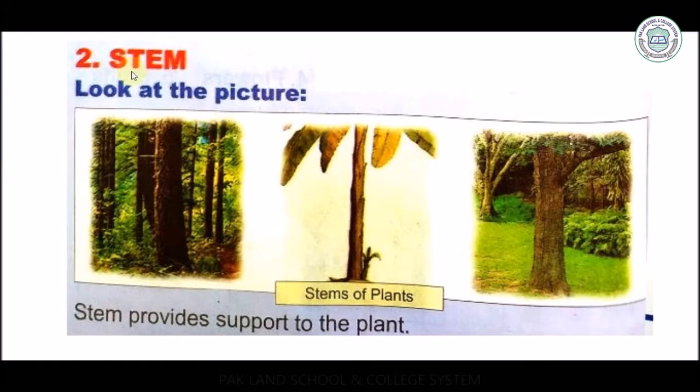Number 2. Stem. Stem provides support to the plant. Stems store food material. Stem conducts water and mineral salt to all parts of the plant and stores food material.